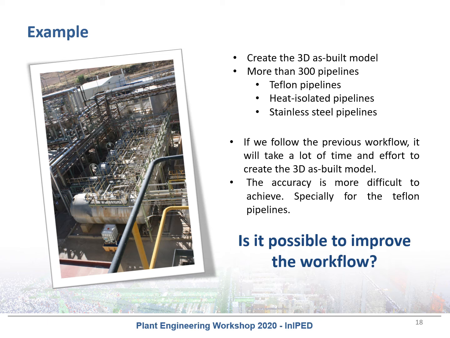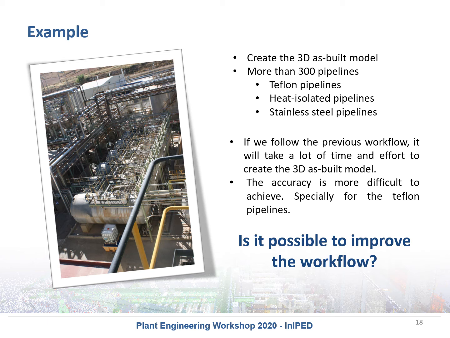You can see our scope area in the picture. The customer told me there are more than 300 pipelines and different types of them. There are heat-insulated pipelines, stainless steel pipelines, carbon steel, and Teflon pipelines.